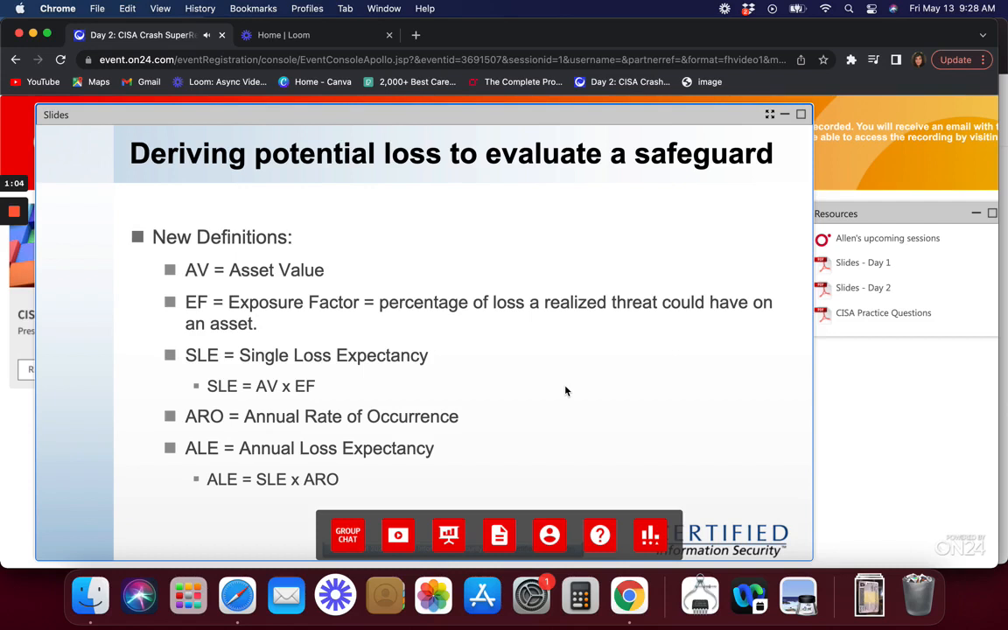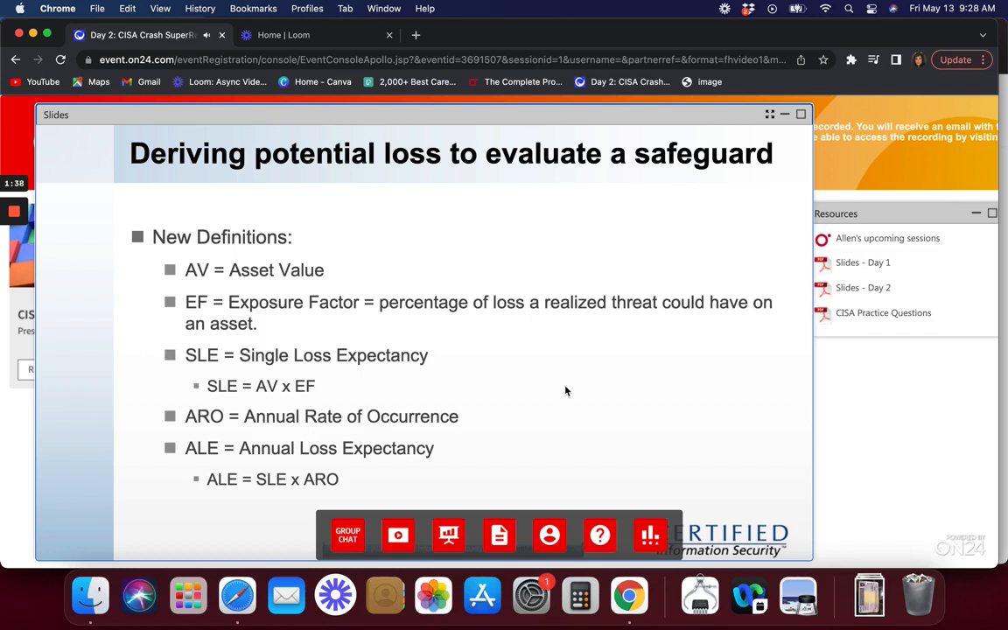SLE, single loss expectancy, is nothing more than the asset value times how much of that asset we lose every time it happens. That is our exposure factor. So asset value times exposure factor equals your per incident loss, or single loss expectancy. So every time it happens, I lose $10. Okay, so my single loss expectancy is $10. The asset value is $10 of loss. Again, if it's an utter loss, $10.